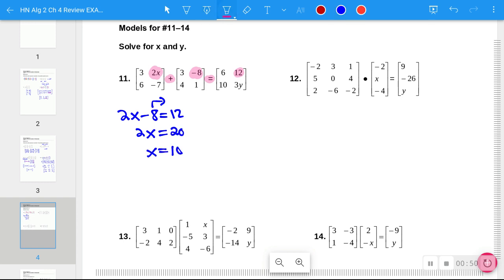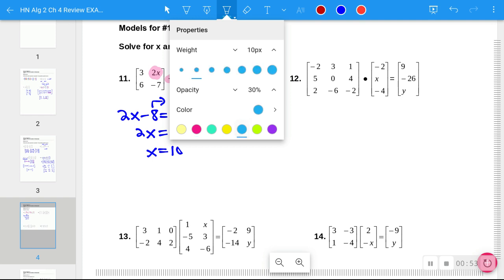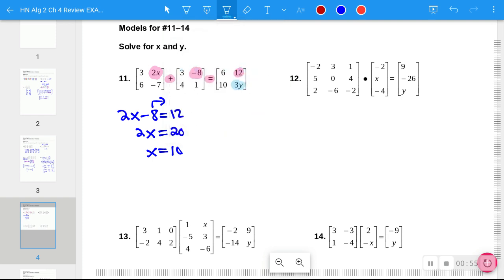Then you switch to a different corner. In this case, I'm going to go with the one that has the y in it, which is the bottom right. Negative 7 plus 1 equals 3y, and that would look like this. And a little bit of simple solving here, and you find out that y equals negative 2.